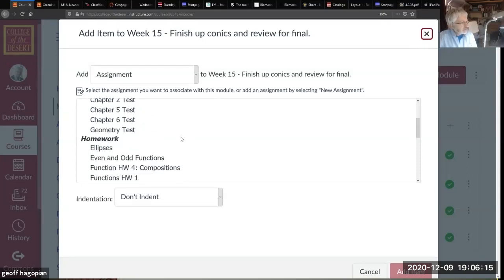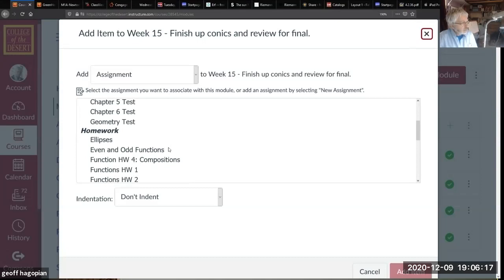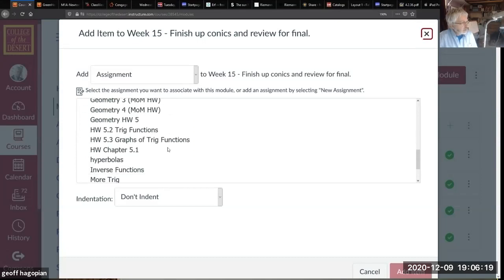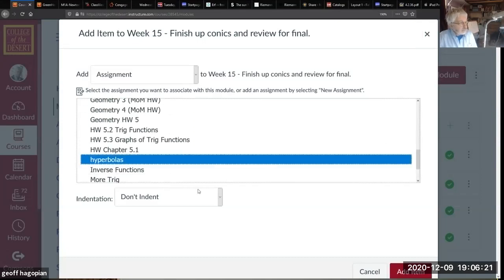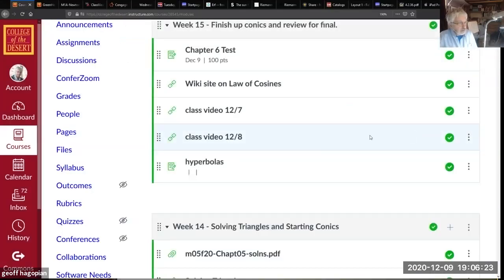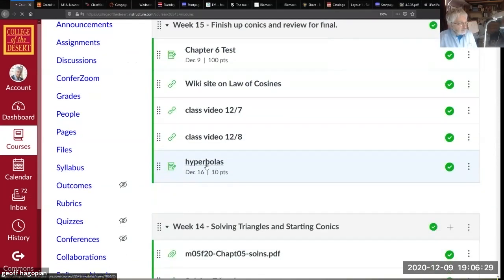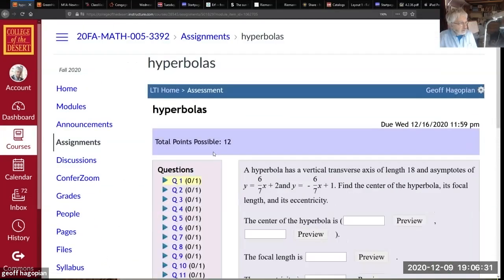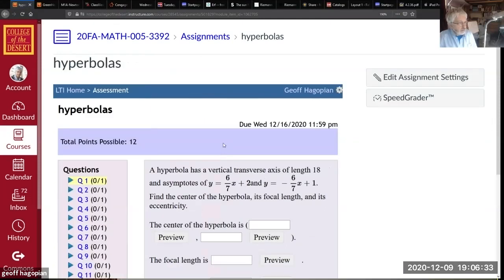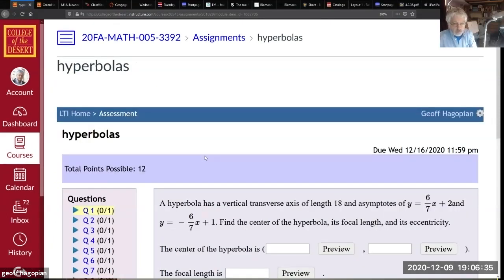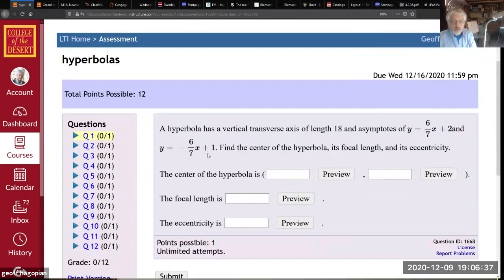Okay, so this is a homework, which there should be something under. Is it alphabetical? Oh yeah, hyperbolas. So add that item. There it is. Okay. So now we can get to it from this week's module. And we can close this part, and we can zoom in a little bit. All right. So there's 12 questions here.